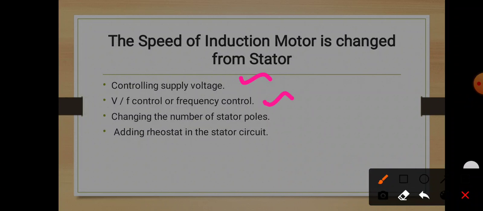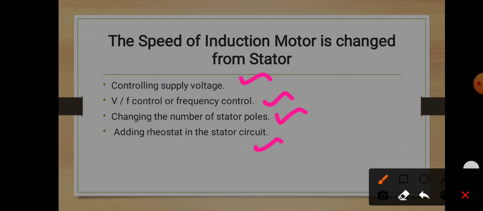The next one is frequency control. Here we use three types of inverters called voltage source inverters, current source inverters, or cycloconverters. By varying the frequency of the input given to the inverters with the help of some pulse width modulation controller, the frequency of the induction motor can be varied. The next one is changing the number of poles. Since Ns is equal to 120 F by P, if we vary the poles, the speed of the induction motor can be varied, and this is applicable only for the cage induction motors.